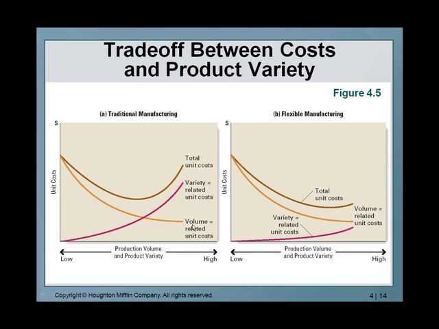The way to decrease my unit cost was to have volume, but the problem with volume was that I didn't have variety. I had to basically trade off. Now with flexible manufacturing, I can have a little bit of both. I can have the volume and I can have the variety, and look at what happens to my unit cost. It's decreased.